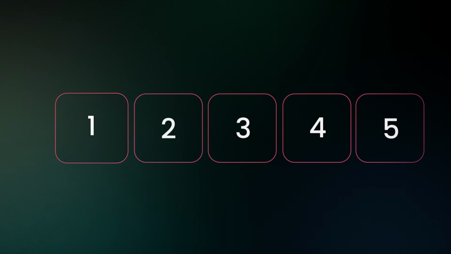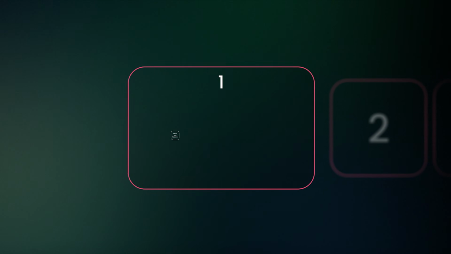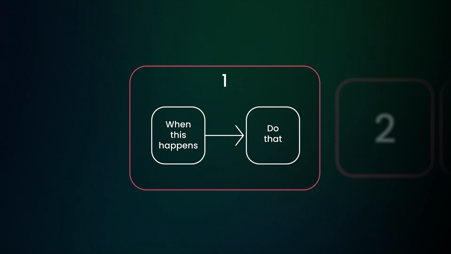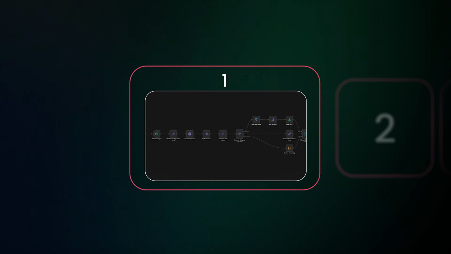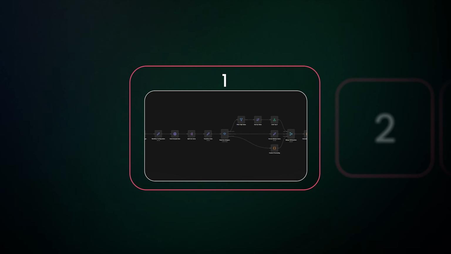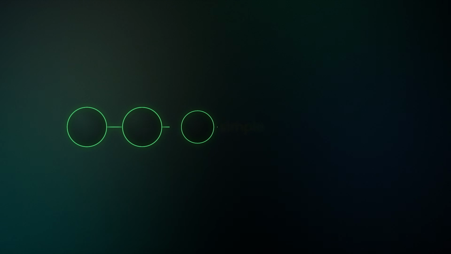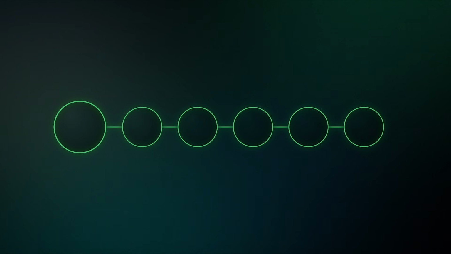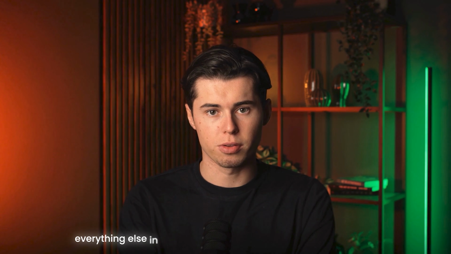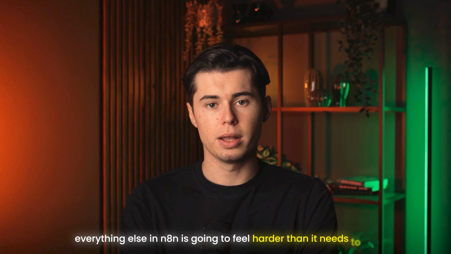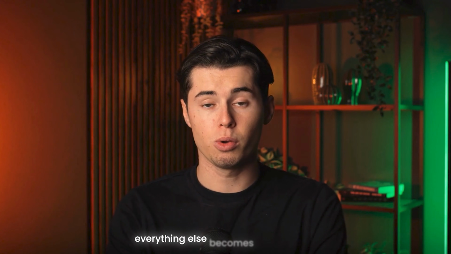At the very base level, N8N is just a visual way to say when this happens, do that. That's really it. And the reason it feels confusing at first is because the screen is full of boxes, settings, lines, and JSON, but the idea underneath all of that is actually very simple. You're building a chain of steps. Something starts it, then a series of actions happens in order. If you can't hold that idea in your head, everything else in N8N is going to feel harder than it needs to be. But once that clicks, everything else becomes much easier.